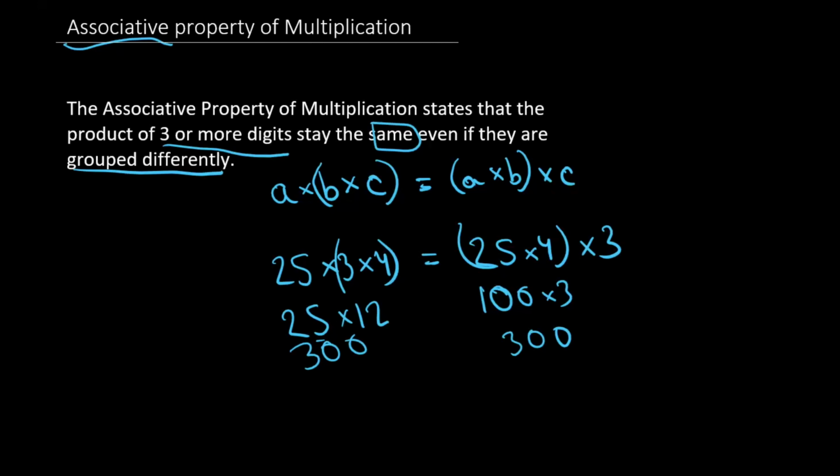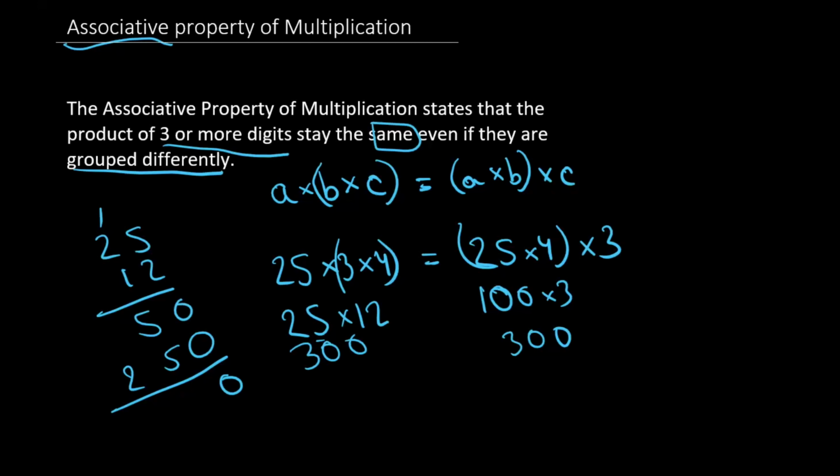I can even show it to you. 25 and then 12. So 2 times 5, 10. 2 times 2, 4, plus 1, 5. And then 1 times 5, 5. 1 times 2, 2. So you add both of these. So 0 plus 0 is 0. 5 plus 5 is 10. 2 plus 1 is 3. We get the same answer, it's just they're grouped differently. The parentheses are around different numbers. Okay, so let's go to the next property.